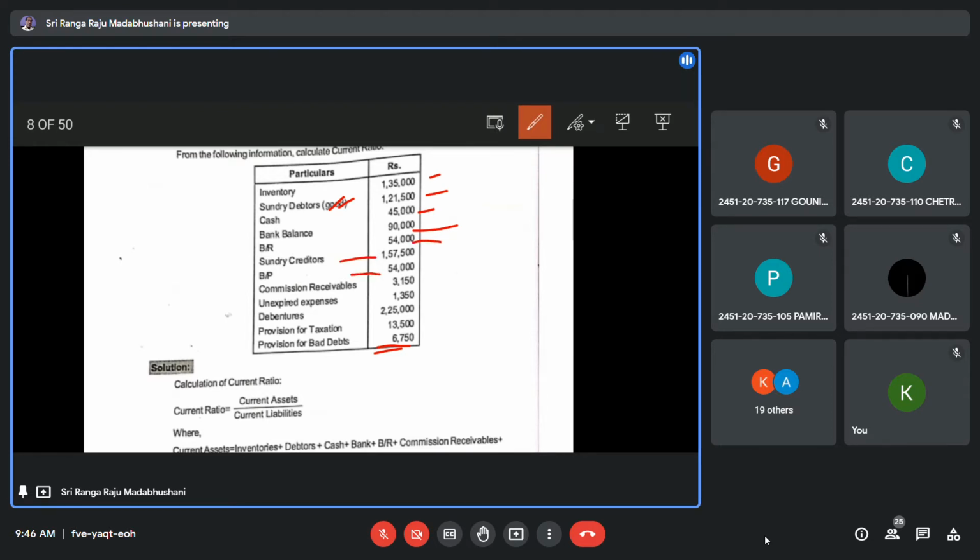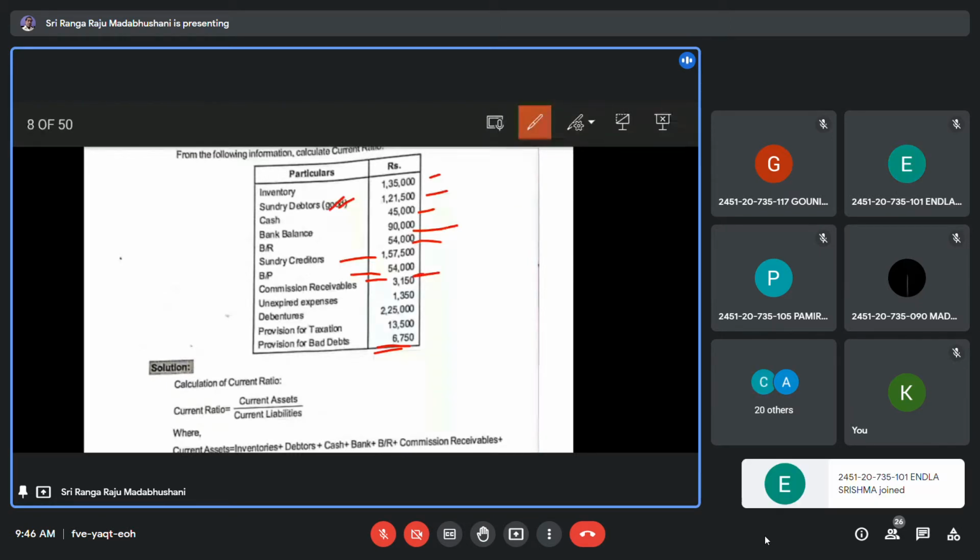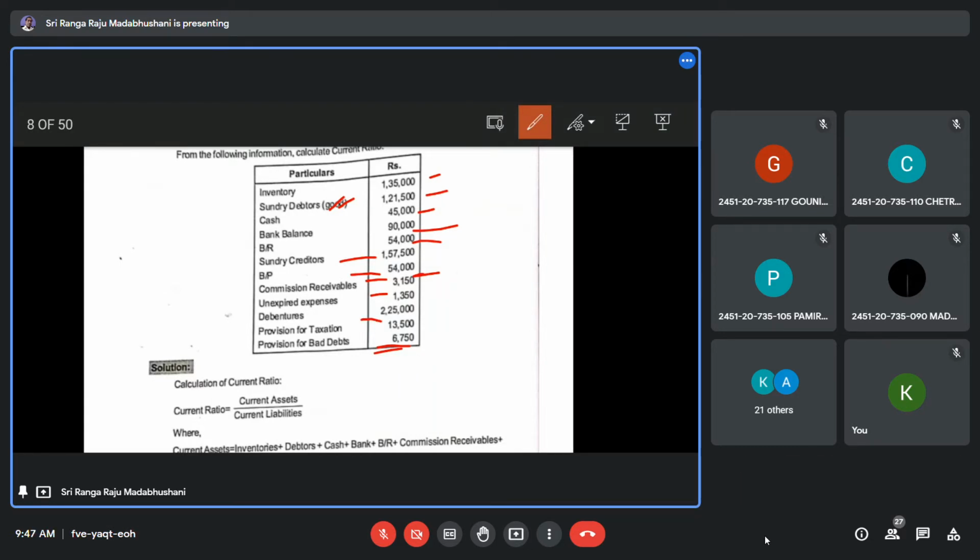Bills payable, current liability. Commission receivable, income to be received, asset, current asset. Unexpired expenses, expenses to be paid, liability. Debentures is long term. Provision for taxation, liability. See here, inventories, debtors, cash, bank, bills receivable, commission receivable.